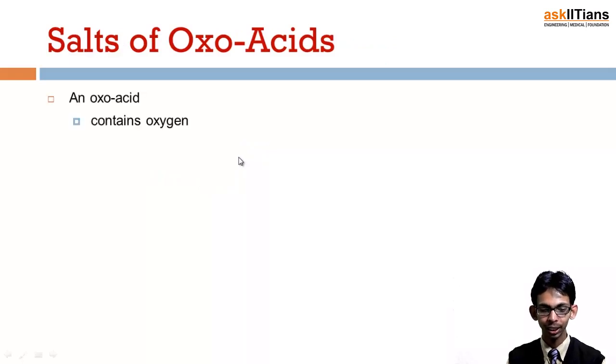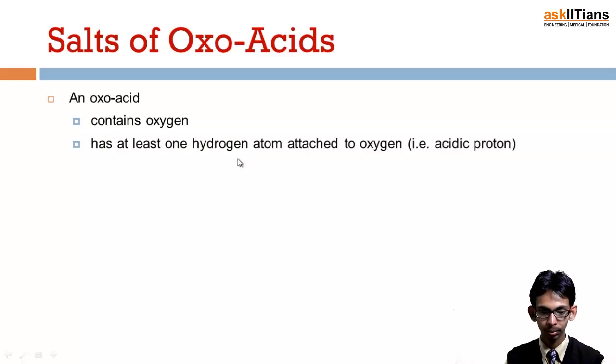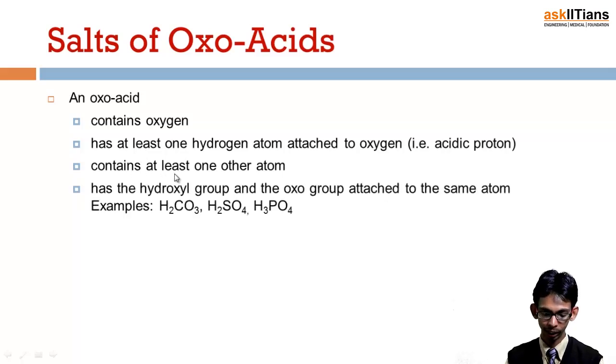Next is salts of oxo acids. What is an oxo acid? An oxo acid is a compound which contains oxygen. It has at least one hydrogen atom attached to oxygen, that means an acidic proton. Next, it contains at least one atom other than oxygen and hydrogen, and it has a hydroxyl group and an oxo group, and both are attached to the same atom.